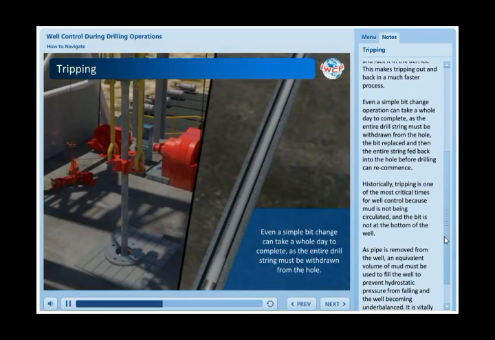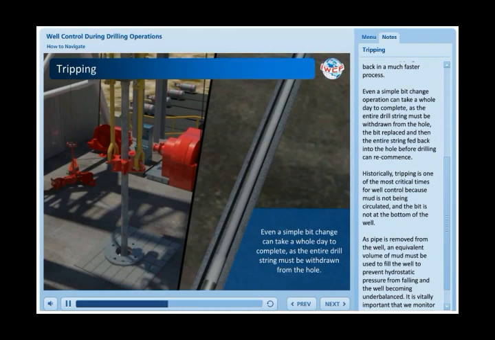Even a simple bit change operation can take a whole day to complete, as the entire drill string must be withdrawn from the hole, the bit replaced, and then the entire string fed back into the hole before drilling can recommence.